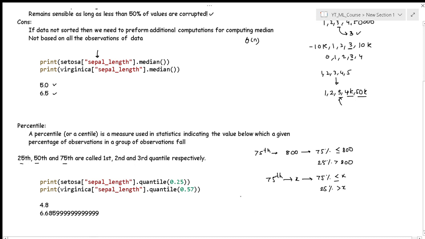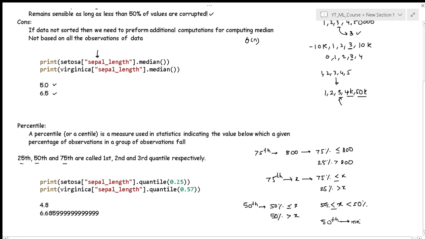Now, the 50th percentile tells me 50% of data is less than x if the value of the 50th percentile is x, and 50% of data has value greater than x. Now what does the median tell us? Median tells us the middle value, and if the value x is the middle, we know that 50% of the data is less than x and 50% of the data is greater than x. So the 50th percentile is nothing but the median.